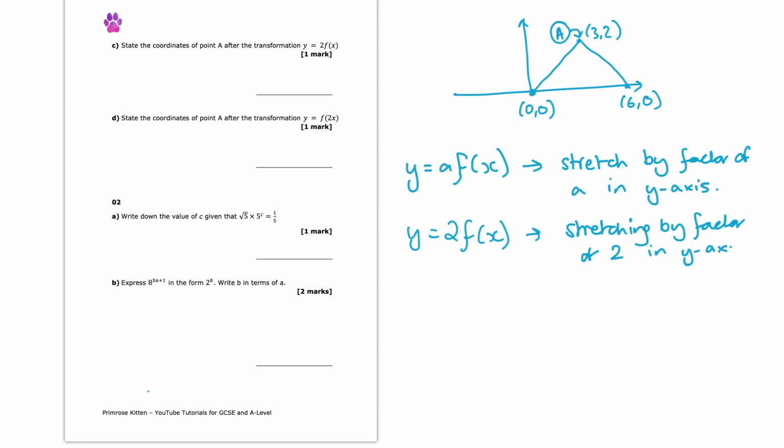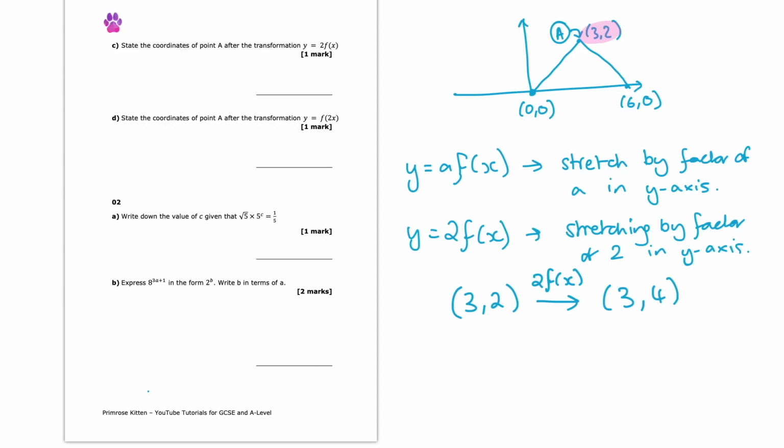So if we go over then to the one that is relevant, so A was 3, 2, what that will become when we apply this transformation of 2f of x is going to be 3, 4, because it is only affecting the y-axis and it is doubling the y-coordinates by that factor of 2.